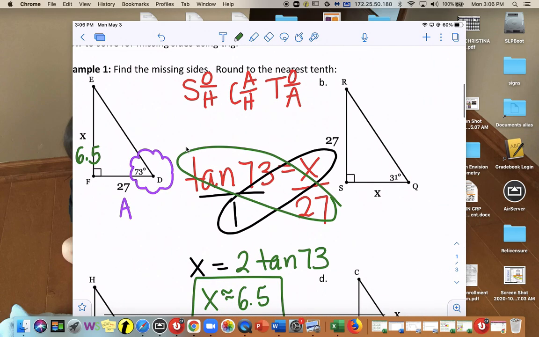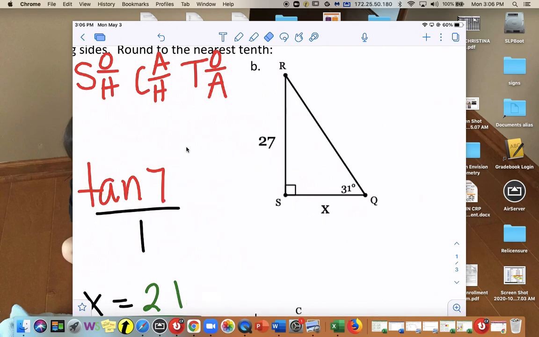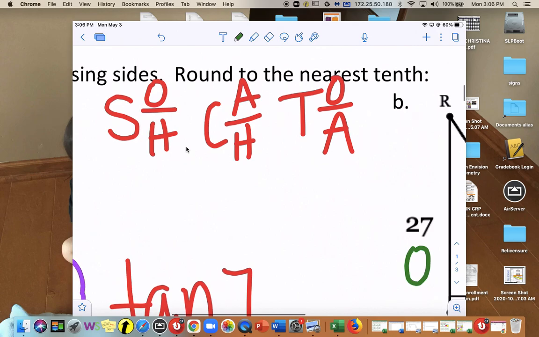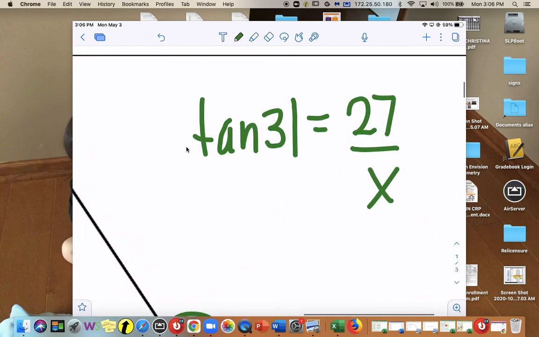All right, let's try another one. Let's go over here. Kind of messy. I'll erase some of this here. Okay, so again, first step, select your angle. Again, the 31 is given. And label our sides. So again, we have the opposite, we have the adjacent. So again, which one has O and A? It's going to be tangent right here. So I'm going to say tangent of our angle equals the opposite side, which is 27, over the adjacent, which is x.